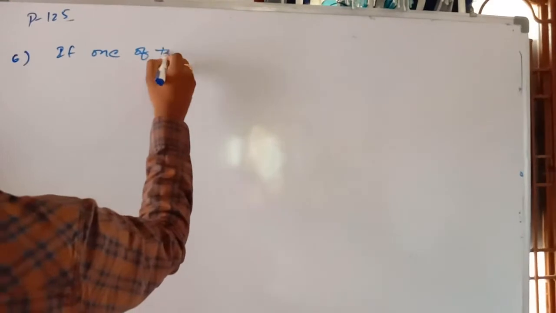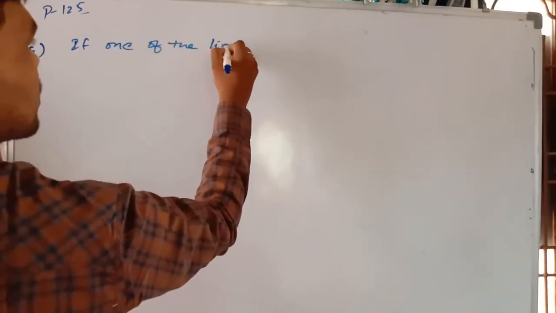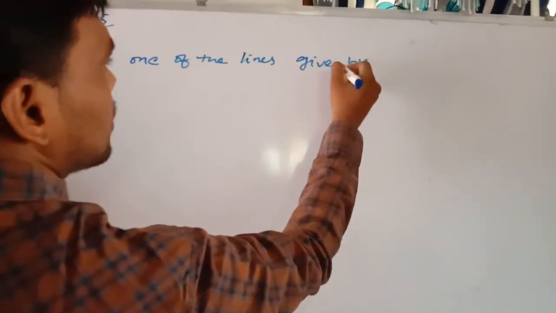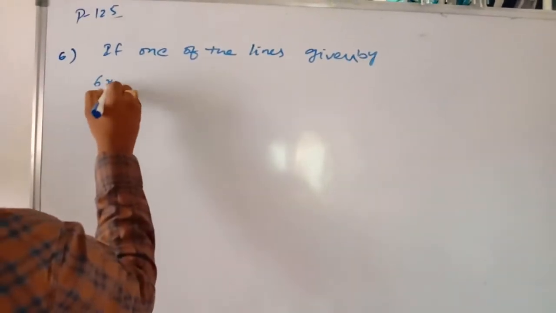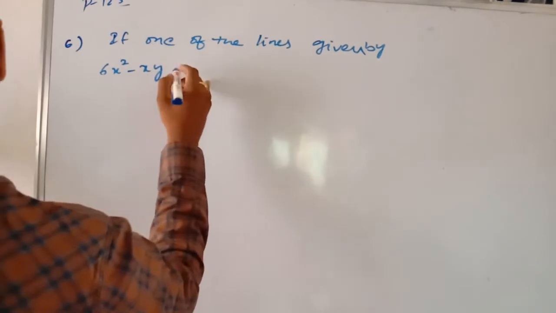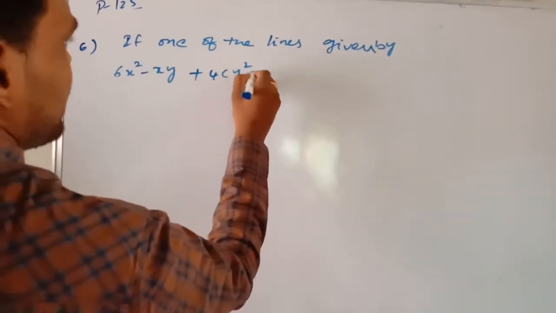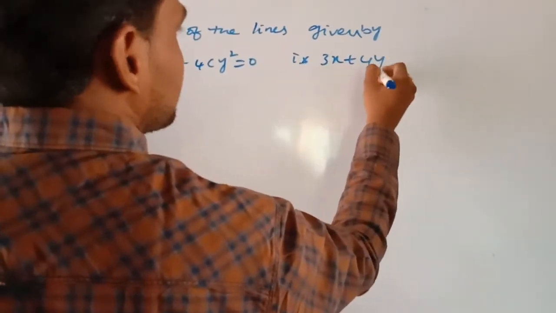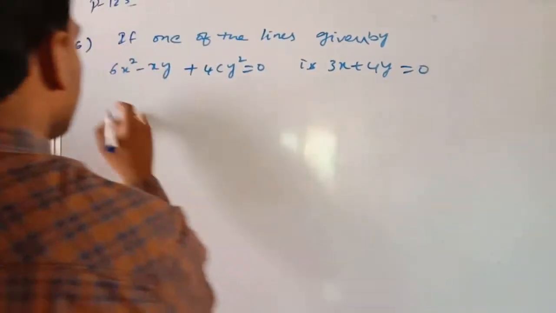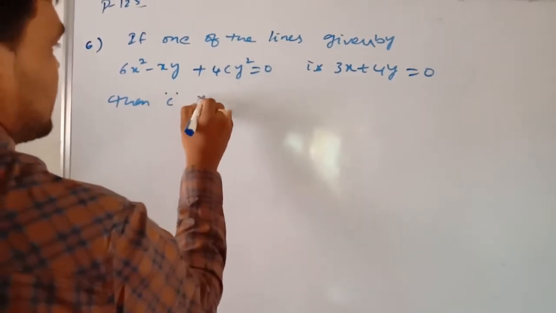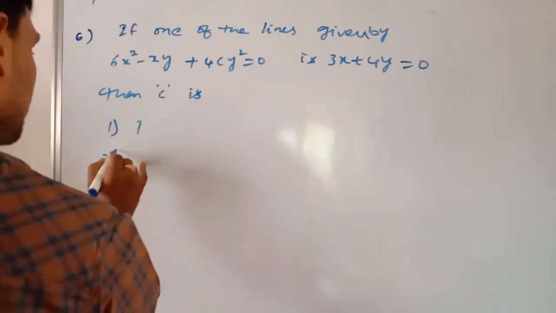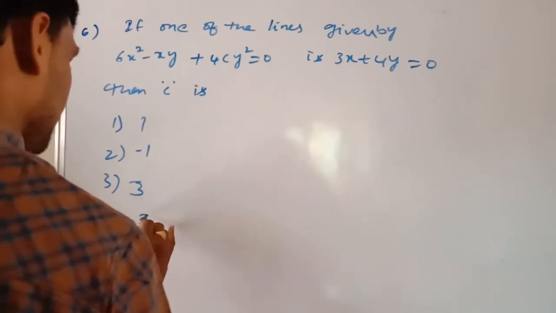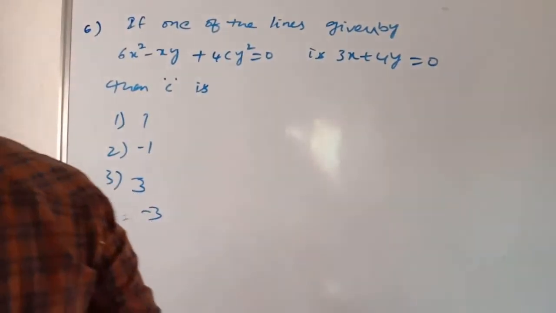One of the lines given by 6x square minus xy plus 4cy square is equal to 0 is 3x plus 4y is equal to 0. Then c is: first option is 1, second option is minus 1, third option is 3, and fourth option is minus 3.